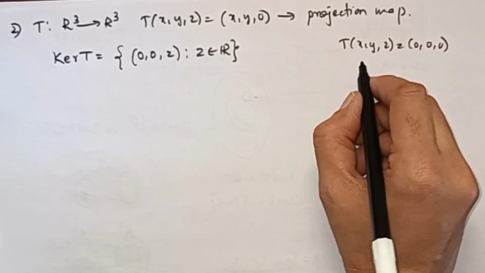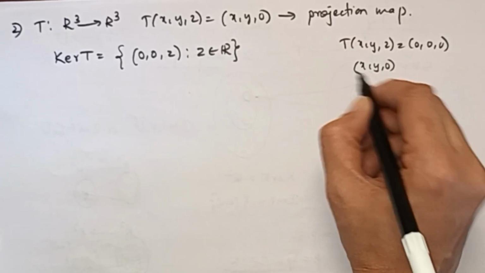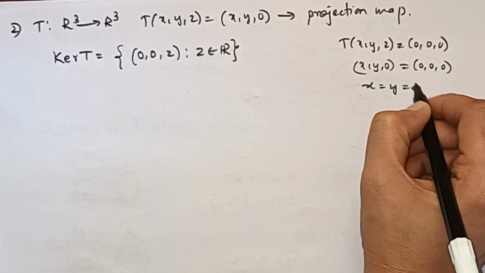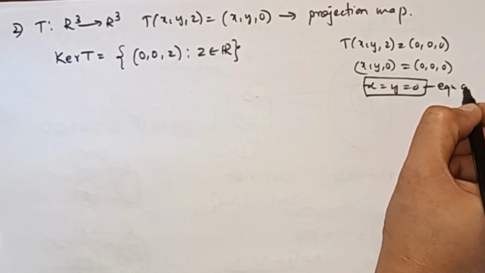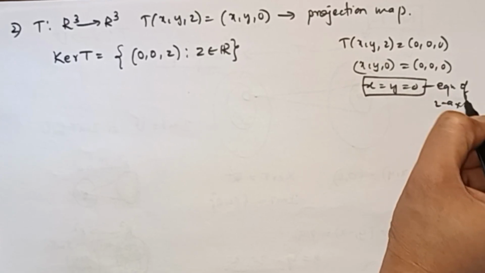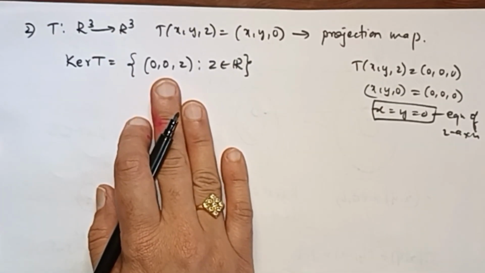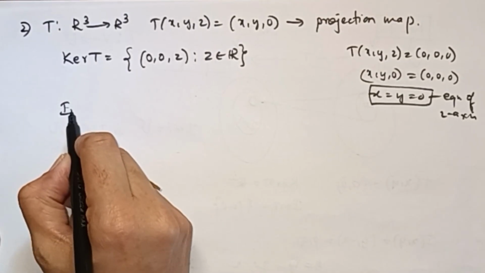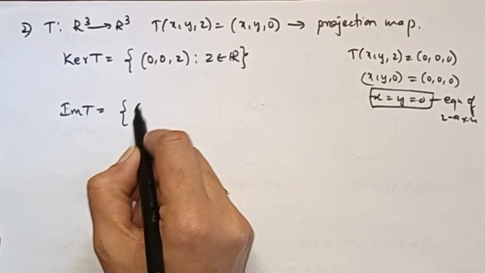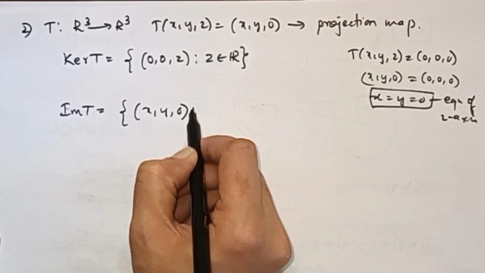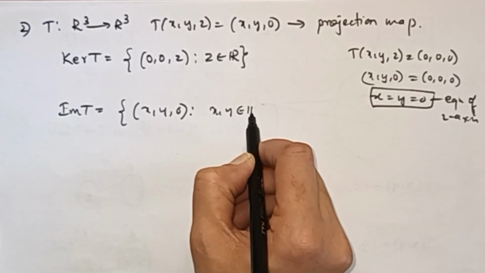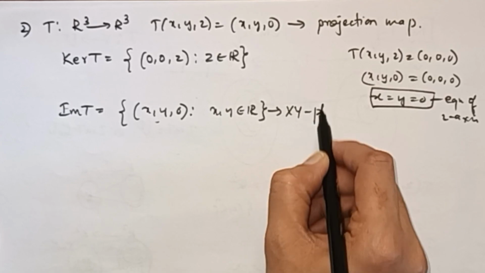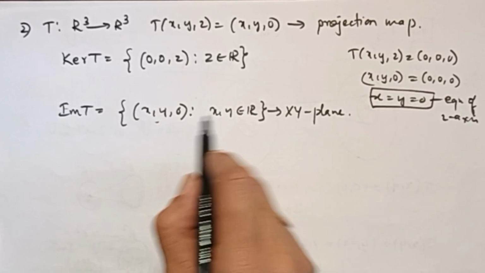Which vectors are mapped to 0? X comma y comma 0 equal to 0 comma 0 comma 0. So this implies x equal to y equal to 0. This is the equation of z-axis. So the entire z-axis gets mapped to 0. So that is kernel of T. Now let us see what is image of T. Image of T, all those vectors of the form x comma y comma 0, such that x comma y belongs to R. So this is nothing but xy plane. Z coordinate 0 means it is xy plane.